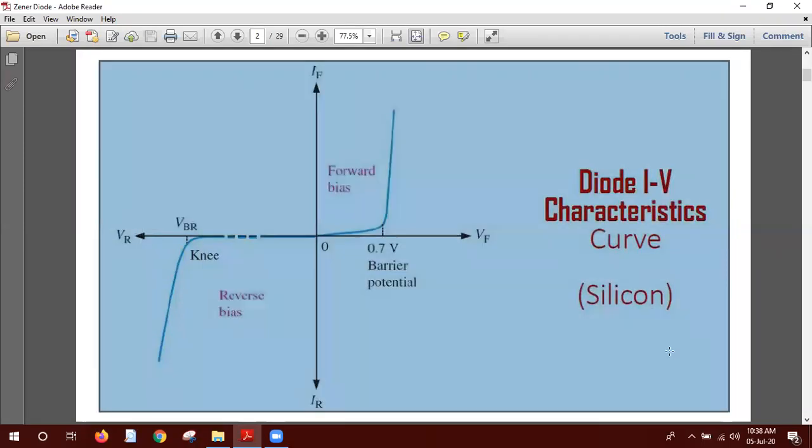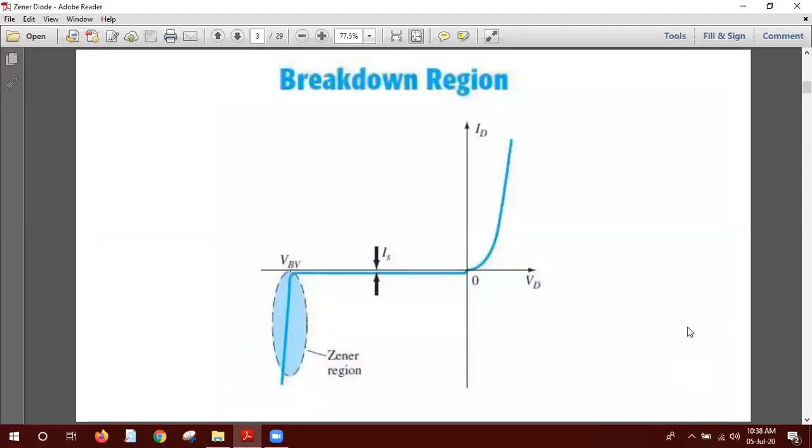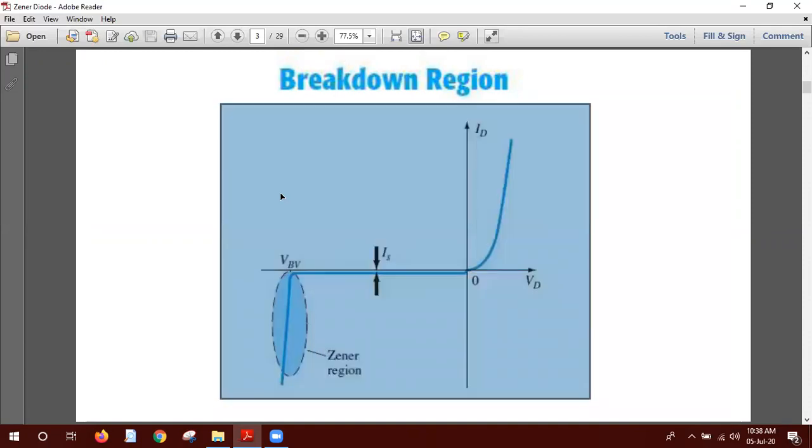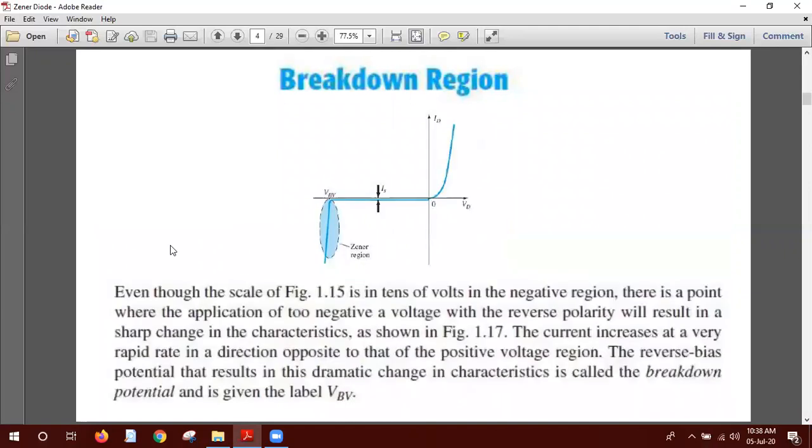From this graph we can see it much more closely. My students, these topics were already done yesterday. I'm just recapping to remind you. You can see that here is the Zener region. When it enters this region, it acts as a voltage source. We all know that.